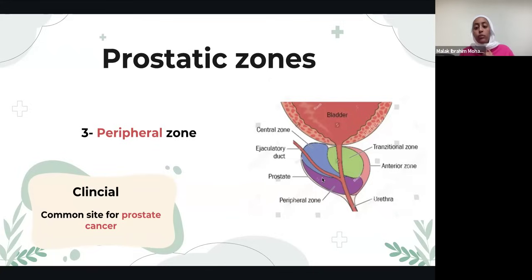What zone is the most common zone for benign prostatic hyperplasia? Perfect. Transitional zone. Transitional zone, benign prostatic hyperplasia, and we said they describe it as firm. If they describe it as hard, it's prostatic cancer. And remember the mnemonic, prostatic cancer starts with a P, and that's the peripheral zone.